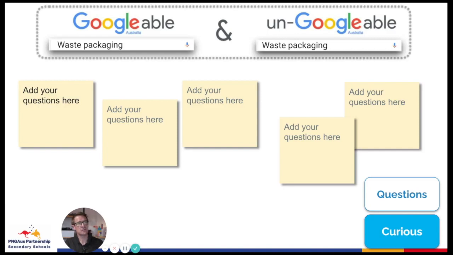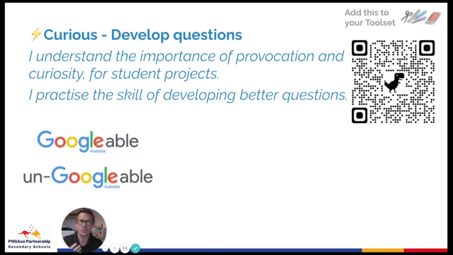So we're going to use a little technique called Googleable and Ungoogleable. This is one of your tools that you're going to use. We're going to begin by just capturing the questions that that video content provokes. And then we're going to think about whether these are Googleable questions or ungoogleable questions. Hopefully you've picked up the topic is all about plastics and recycling and microplastics in the environment.